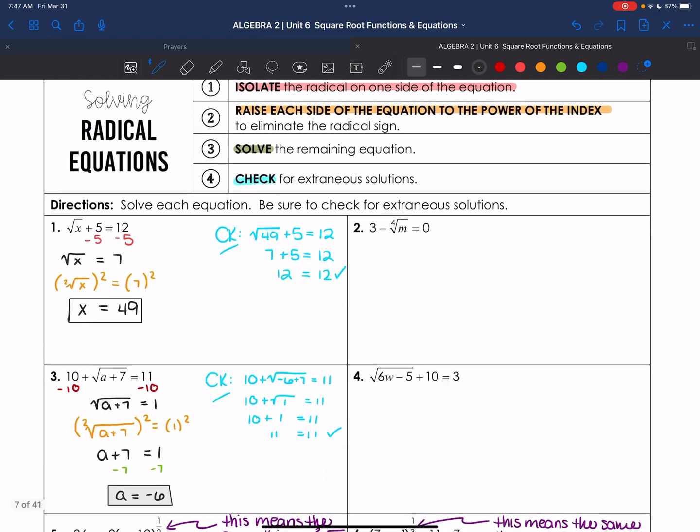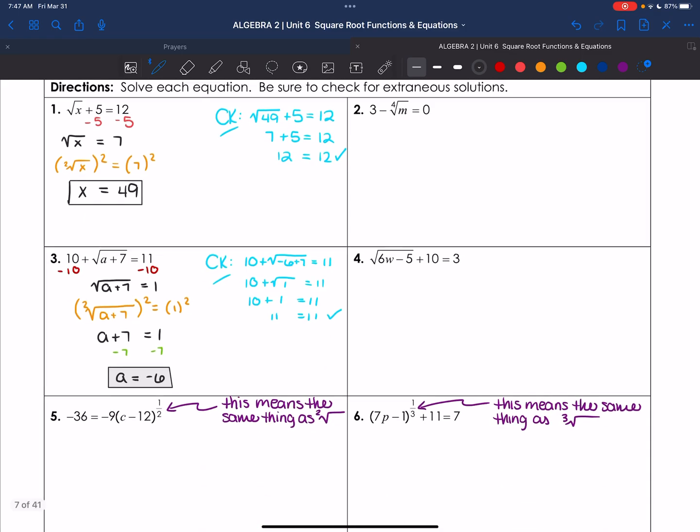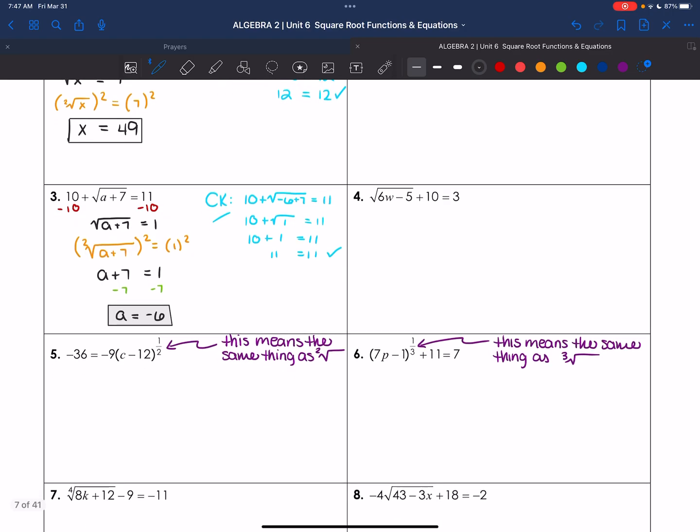We're going to isolate that radical on the right-hand side. Right now, I have this 9 in front of that parentheses, so how will I undo that, ladies and gentlemen?